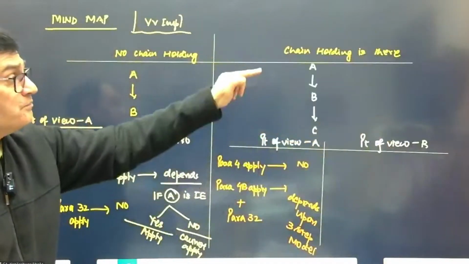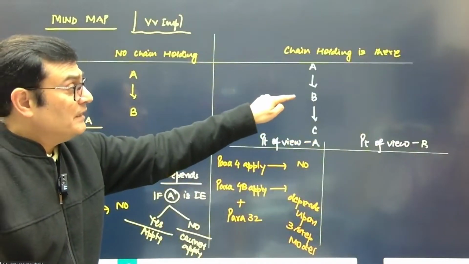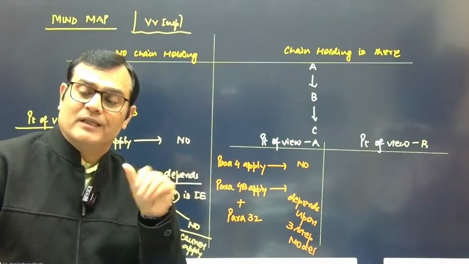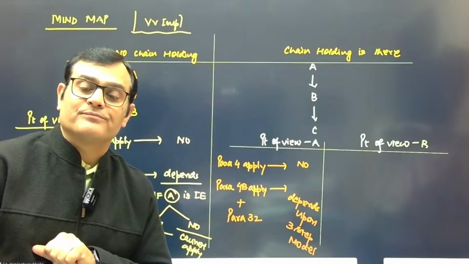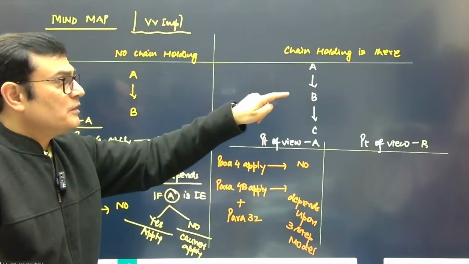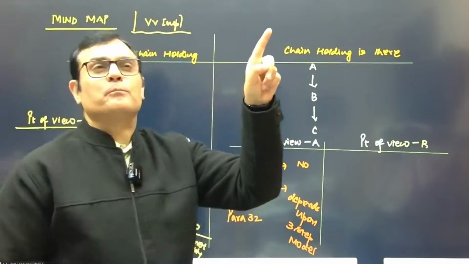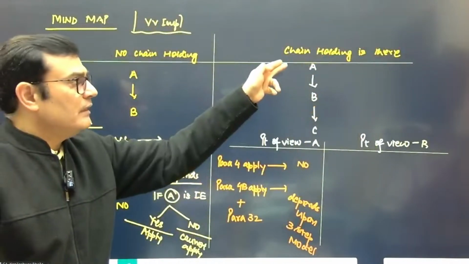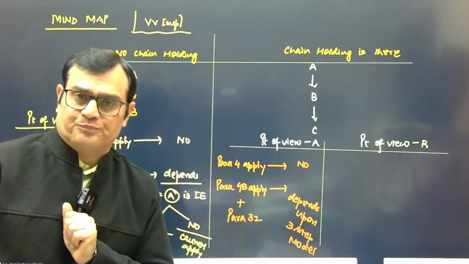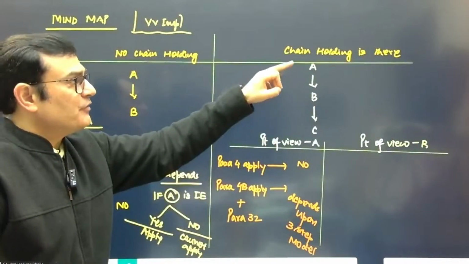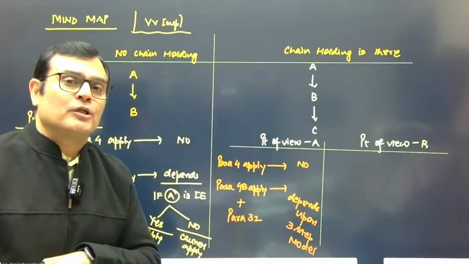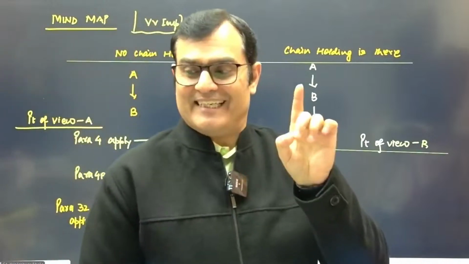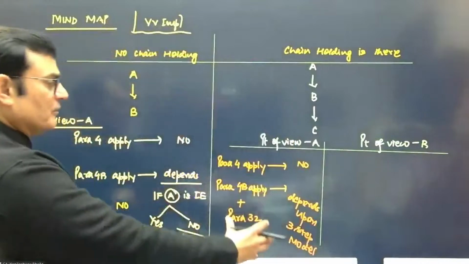Let's see the next combination. A investment, B not investment, B does not do the work of A. Will A consolidate? No. A investment, B not investment, B does something else not related to A. Will A consolidate? No. Third case: A investment, B non-investment, B does the work of A. Will A consolidate? Yes. So everything depends upon the three-step model.